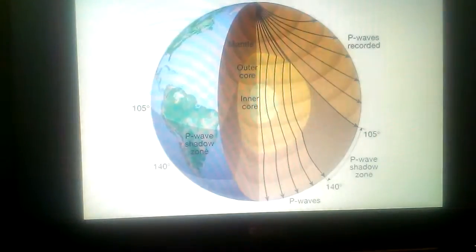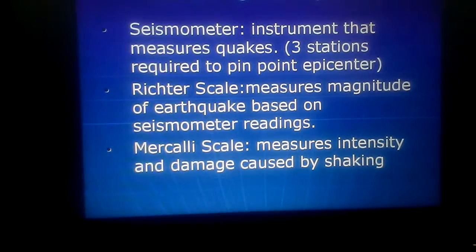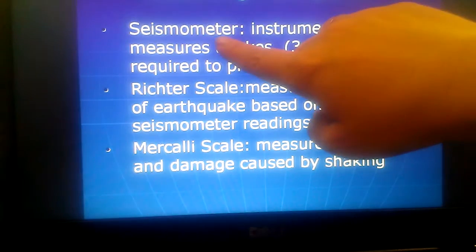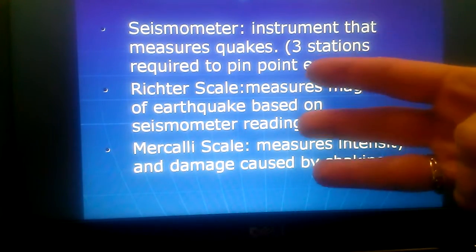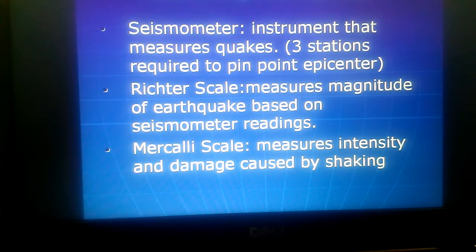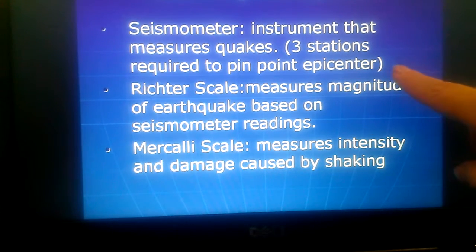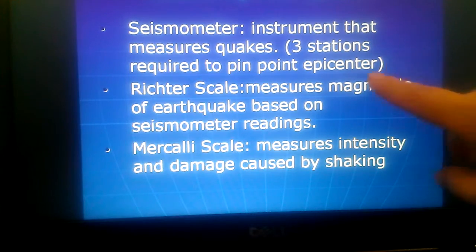The other thing you want to keep in mind are the different instruments that we use to actually study earthquakes. The first one's a seismometer. That's what detects it. To find the epicenter, you're going to need 3 different seismic stations providing you with information so that you can figure out exactly where that point is, the center of damage.